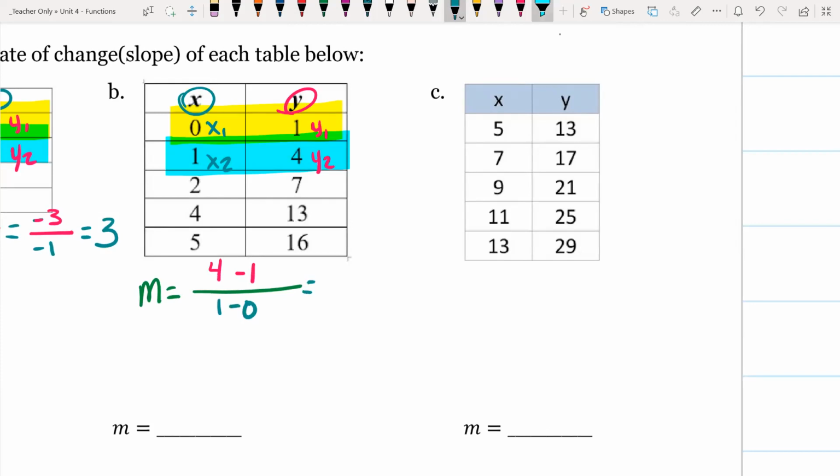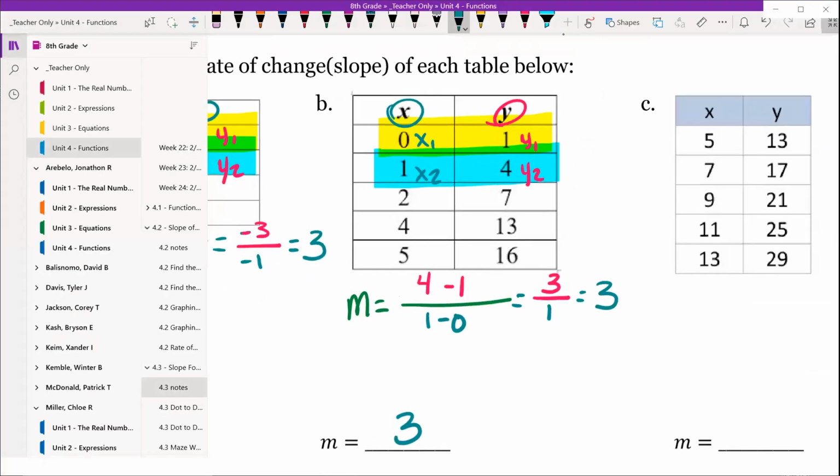Oh, this is going to be an easy one, which is nice. 4 minus 1 is 3. 1 minus 0 is 1. 3 divided by 1 is 3. All right, so again, I want you to try C on your own. So pause the video and try C on your own.